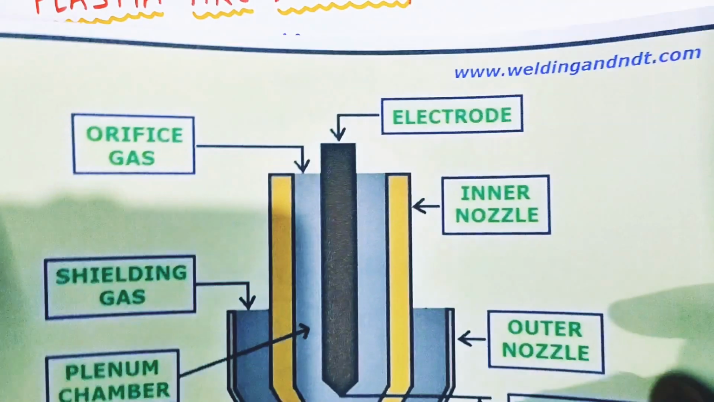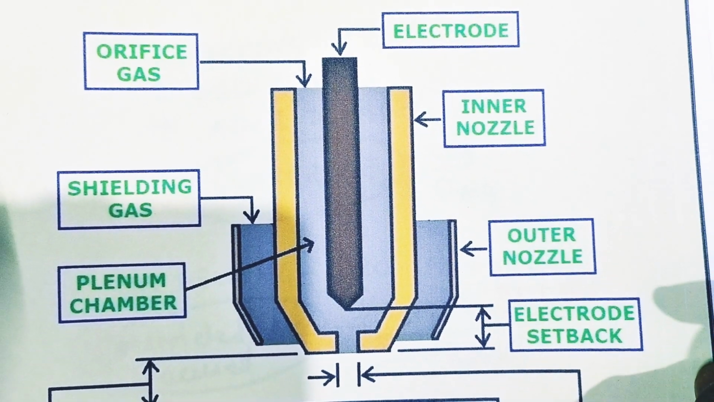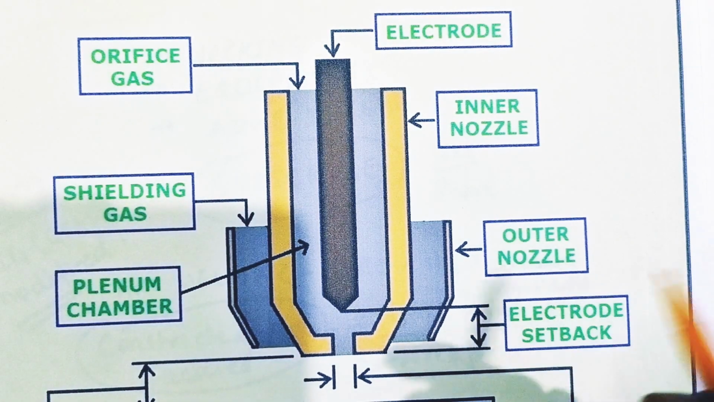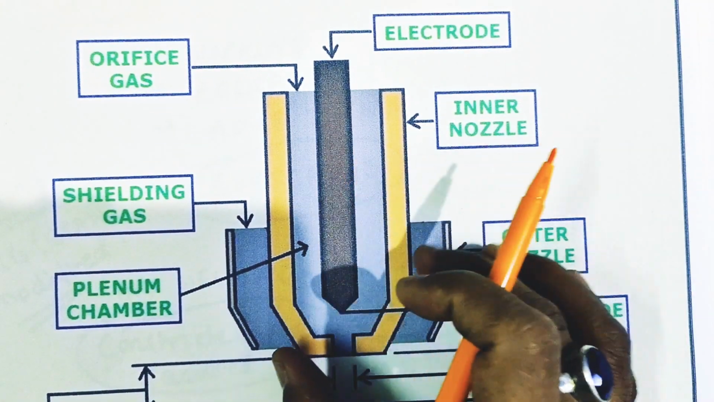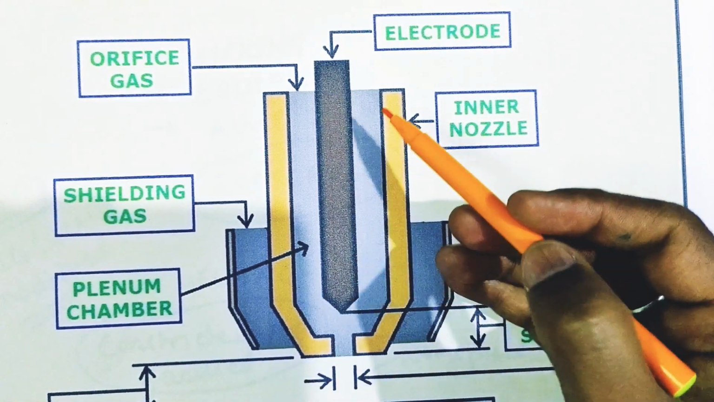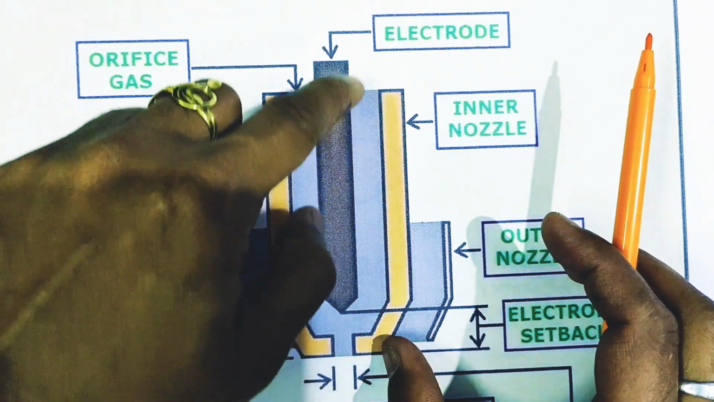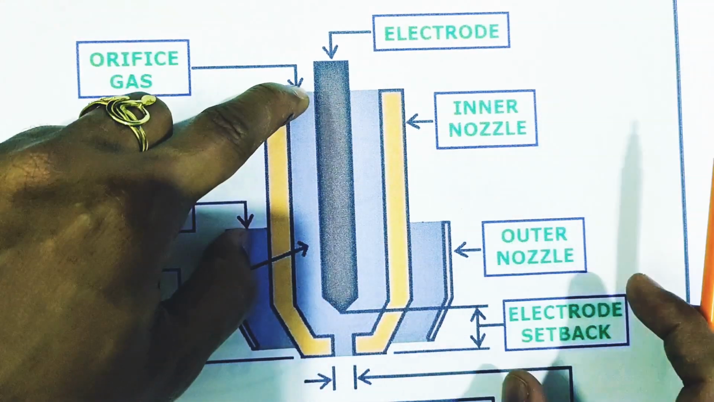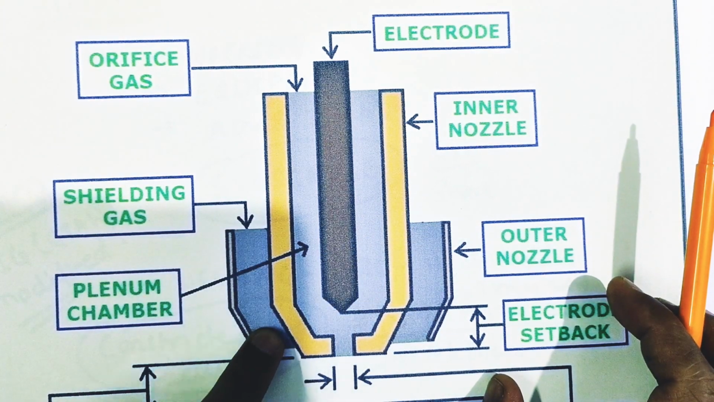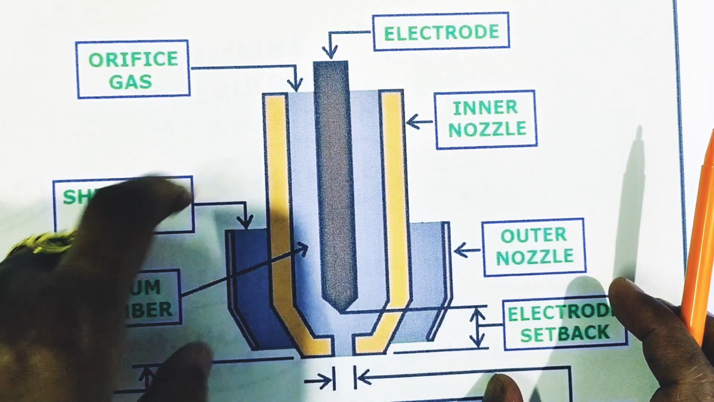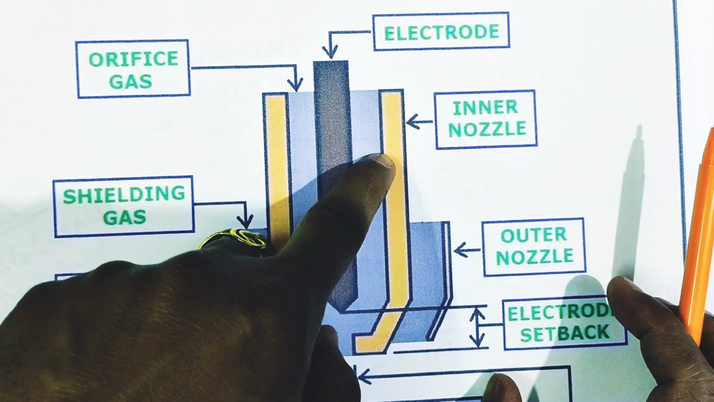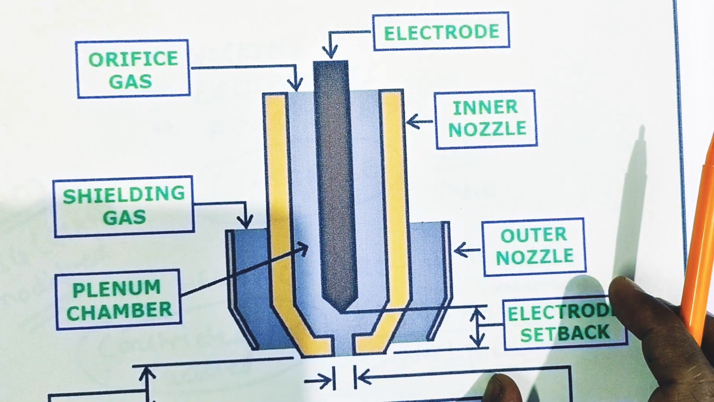I'll tell you something about the torch. The plasma arc welding torch is somewhat different from the TIG welding torch. See here, this is the diagram of a plasma arc welding torch. In a plasma arc welding torch, we have two nozzles. One is the inner nozzle, see, this one is the inner nozzle, and the other nozzle is the outer nozzle. So the plasma arc welding torch contains two nozzles: the first is the inner nozzle and the second is the outer nozzle.